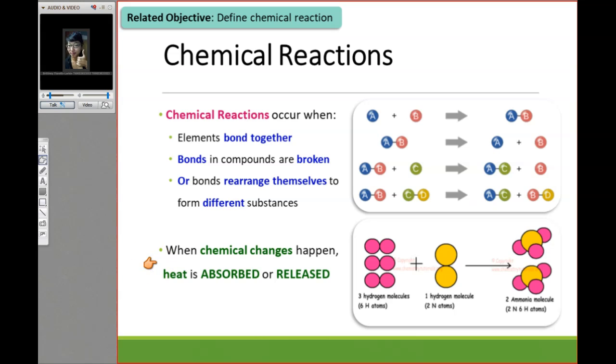Now, when chemical changes happen, remember that heat either gets absorbed or released. Remember, when we say heat gets absorbed, is that endothermic or exothermic? Remember, absorbed means heat is entering. So is that going to be endothermic or exothermic? Go ahead and tell me in the chat box. If heat is entering, is that endothermic or exothermic? Thank you. I see Christine, Sylvia, Anne-Marie, Amy, Annette, Ayla. Beautiful. Yes, this means it's going to be an endothermic reaction.